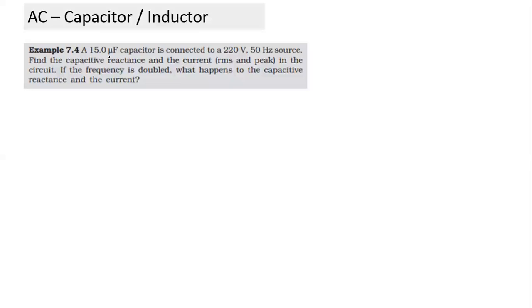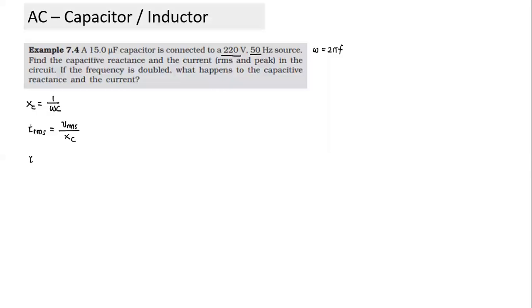Similar way it is given for a capacitor. A capacitor is connected to a source of, again this also RMS voltage. F is given as 50. This means omega is equal to 2 pi F. Find the capacitive reactance. Capacitive reactance is equal to 1 by omega C. And find the RMS current. RMS current also is easy to find. What will IRMS be equal to? IRMS will be equal to VRMS, which is 220, divided by XC.